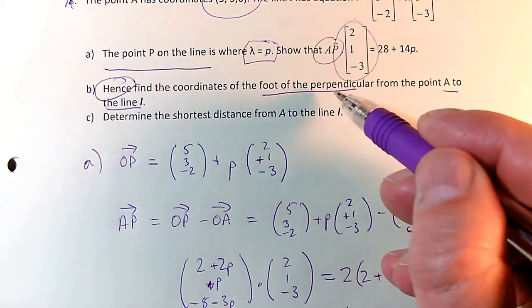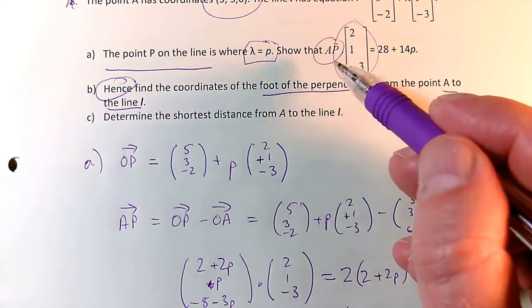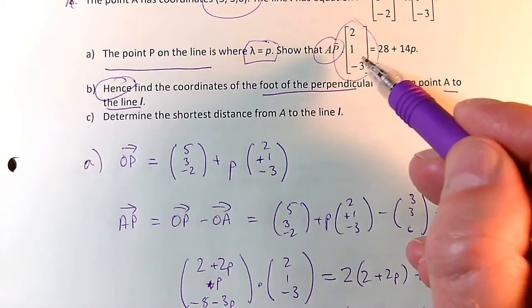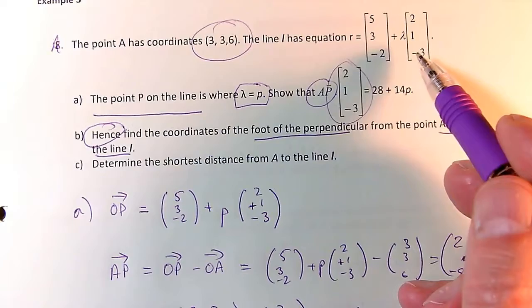And we're now doing perpendicularity. And we know that for perpendicularity, I can use the dot product. So AP is going to be perpendicular to this vector. Why did they choose that vector? Because that's the direction vector of the line.